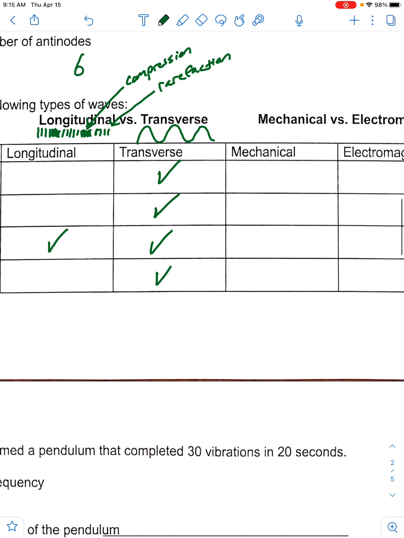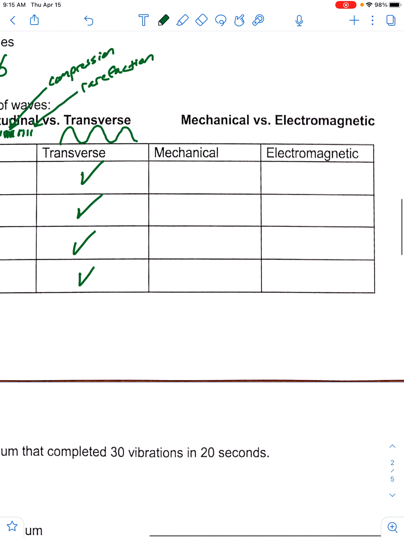So coming over here to mechanical versus electromagnetic, mechanical needs a medium, meaning you have to have some type of substance for it to occur. Like sound needs particles. You need air, you need water. A rope would be a medium. Electromagnetic does not need a medium, so no medium. These are the ones that can go through anything. This is why they can go through space, like through a vacuum. A vacuum is basically space, there's nothing there.